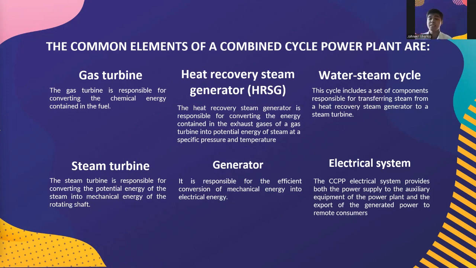Next is electrical system. The combined cycle power plant electrical system provides both the power supply to the auxiliary equipment of power plant and the export of the generated power to the remote consumers. So yung electrical system natin, siya yung nagsusupply ng power dun sa auxiliary equipment ng power plant. Then siya din yung nag-export ng mga generated power ng ating power plant dun sa mga consumer or dun sa mga bahay-bahay.